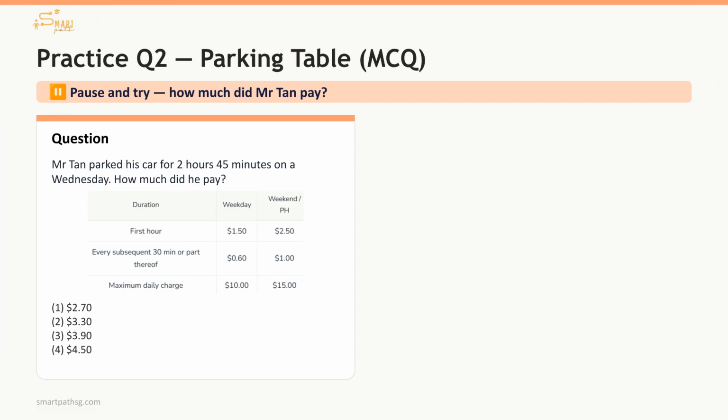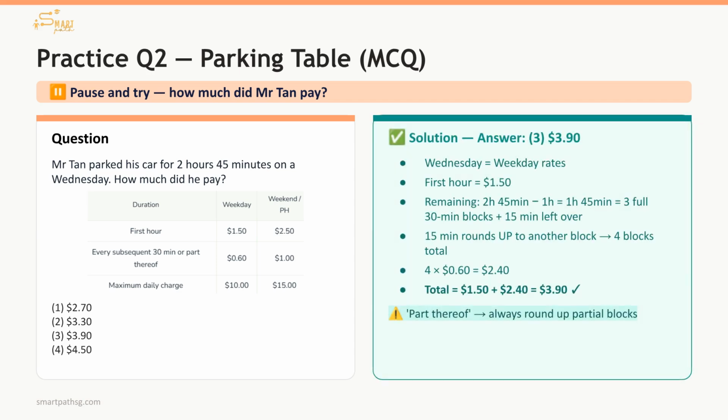Practice question 2 is using a parking rate table with multiple conditions to find out Mr. Tan's parking fee on a Wednesday. Pause the video and give it a try first. First, identify the correct column to read data from. Since it's a Wednesday, read from the weekday column. When calculating total fee, remember to round up partial chunks as emphasized in an earlier example.